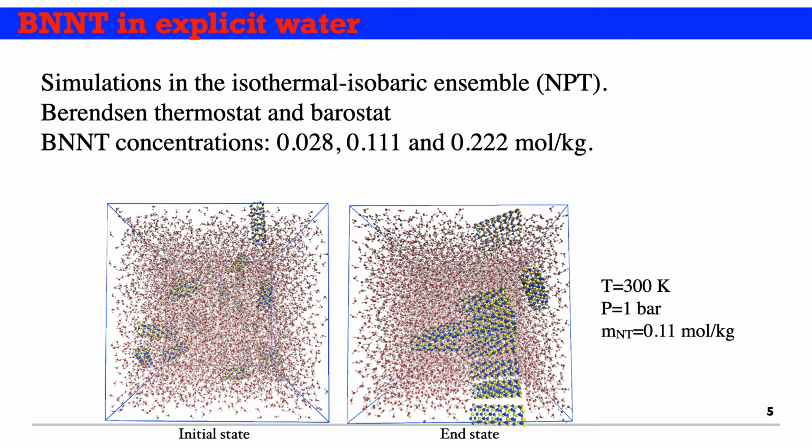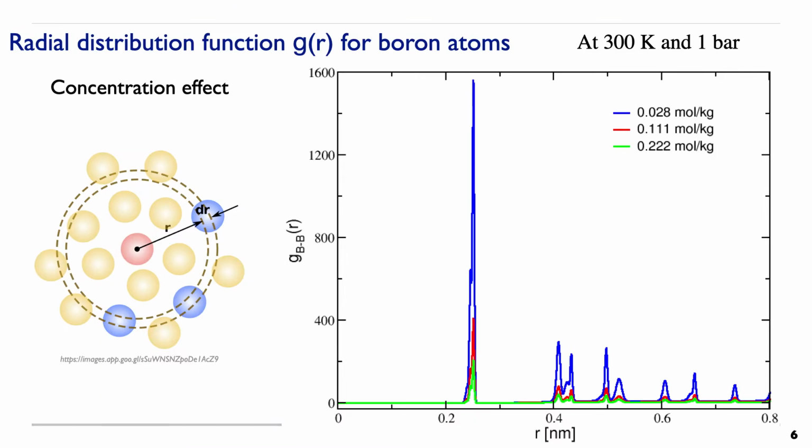After running the simulation, we calculate some properties of interest. In our case, we calculate the radial distribution function, which provides information about the structure and average distribution of the molecules in the system, since the radial distribution function is related to the probability of finding a second particle at a distance r measured from a reference particle. In this case, we show the effects of the concentration of nanotubes in the system.